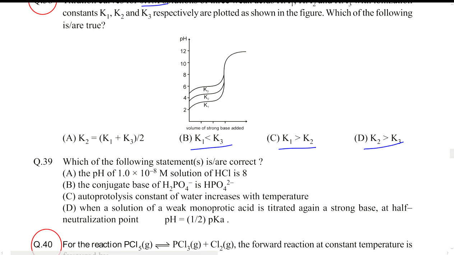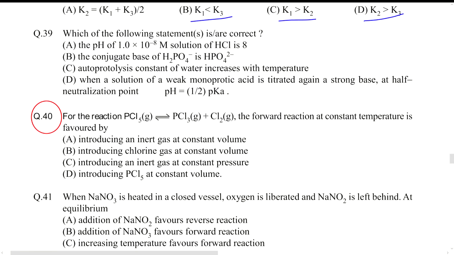Yes. If the value of pH is less, then it has to be more acidic, which means the value of K1 has to be greater. So lower the value of initial pH, higher will be the value of K. So this is the condition which we have for this question.